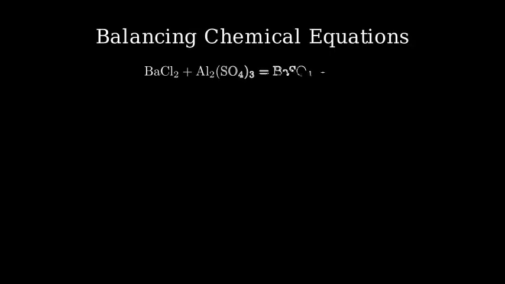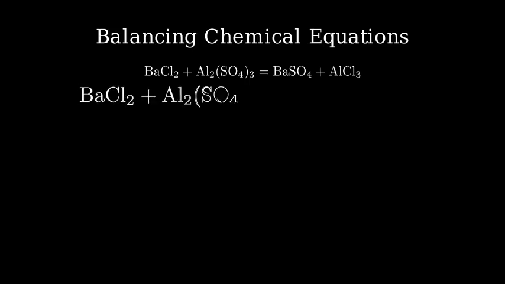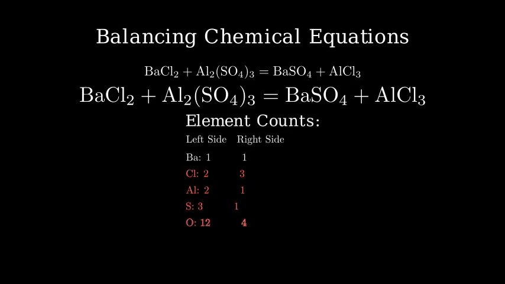Welcome. Today we'll learn how to balance the chemical equation between barium chloride and aluminum sulfate. Let's start by writing out our unbalanced equation. First, let's identify all the elements present and count how many atoms of each element appear on each side.